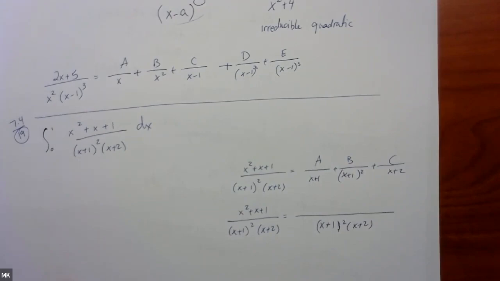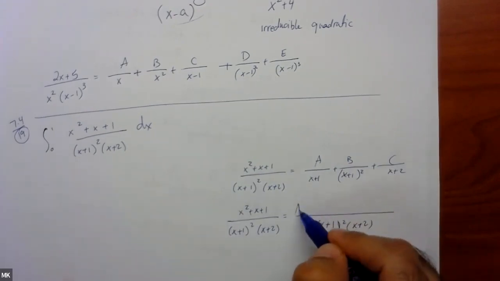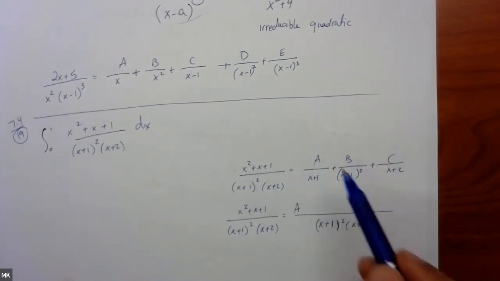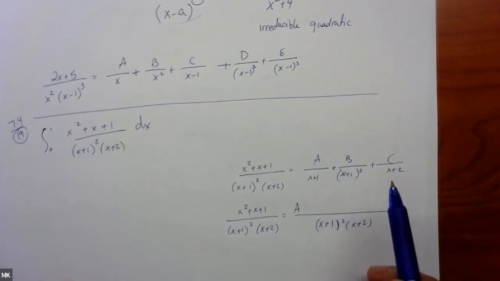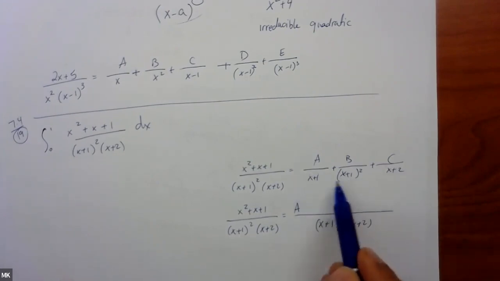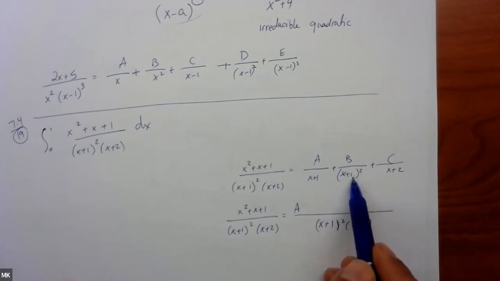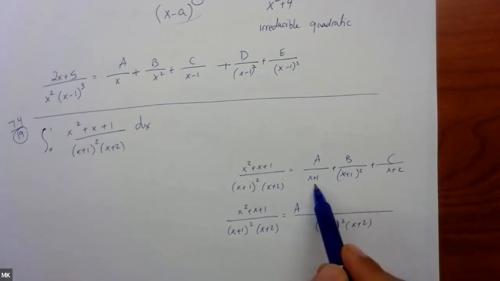Okay, and here's the part that you have to pay attention to. When you try to do the numerator for a part, it's not going to be A times this times this. No, A already has one of these. So even though it's x plus 1 squared, you already have a 1 x plus 1.